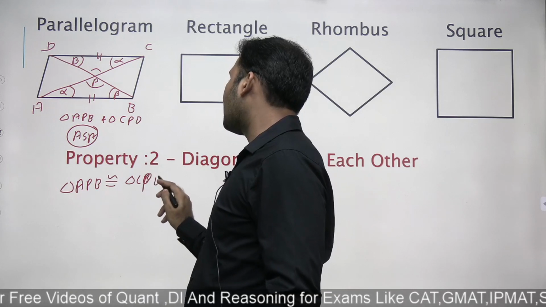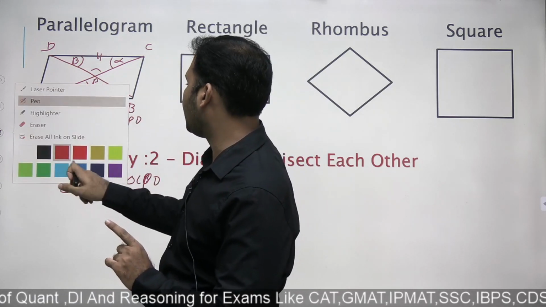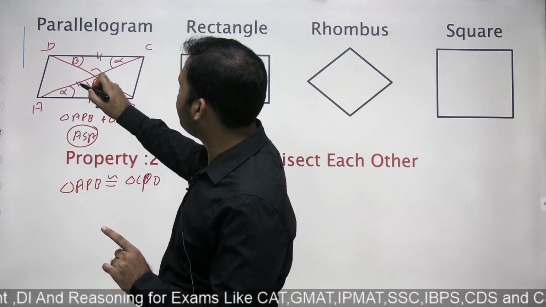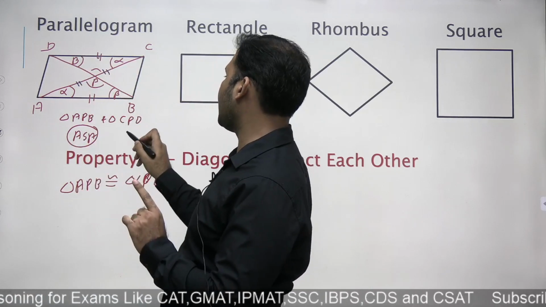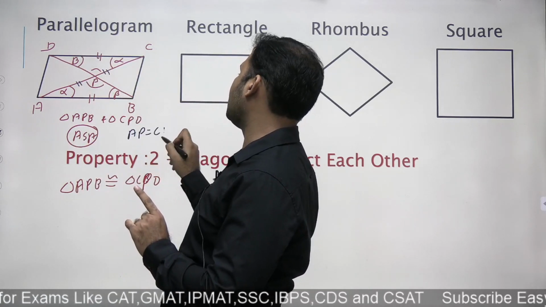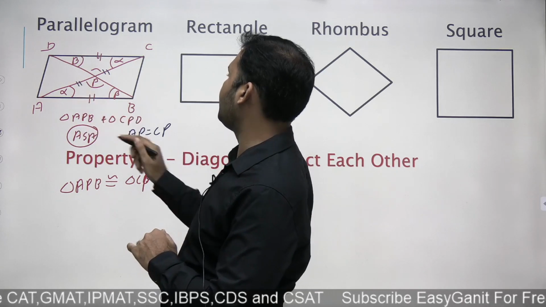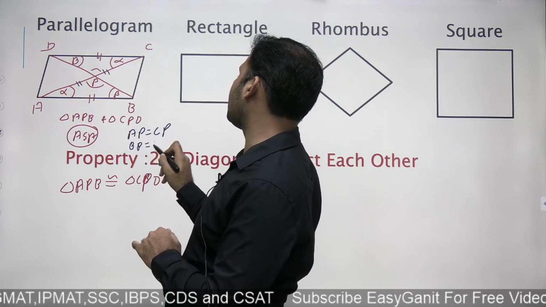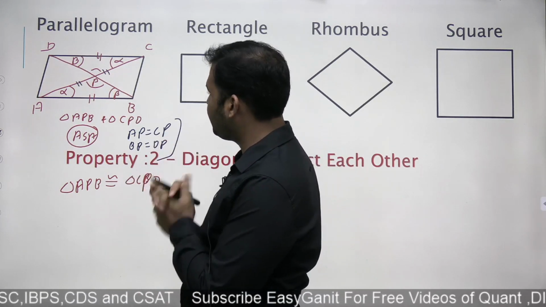अगर ये दोनों ट्रायंगल आपस में congruent होंगी तो can I say the length opposite to beta would be same? Beta के opposite side ये and beta के opposite side ये. So can I say that AP will be same as CP, also side opposite to alpha? That means BP will also be same as DP. So these two sides will be equal. That means diagonals are bisecting.